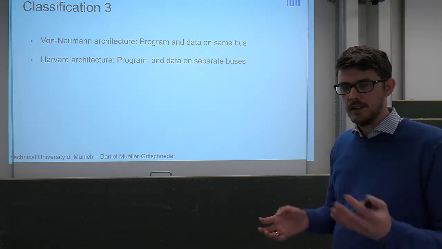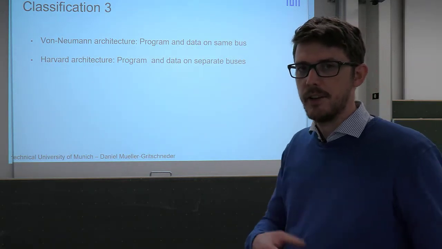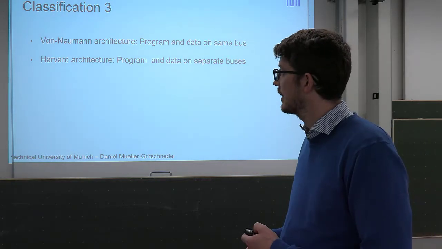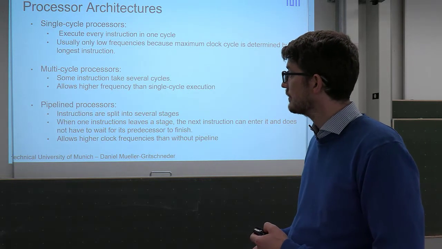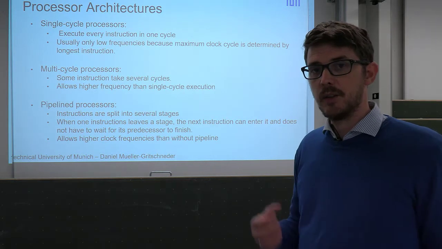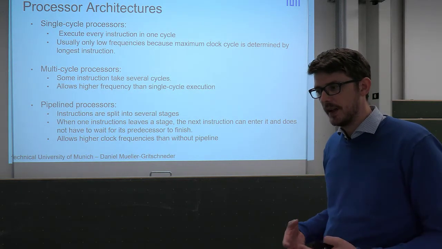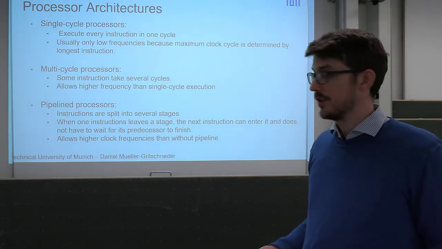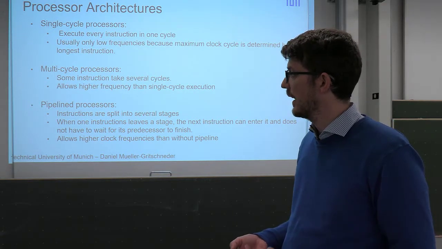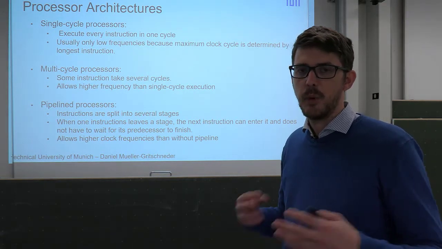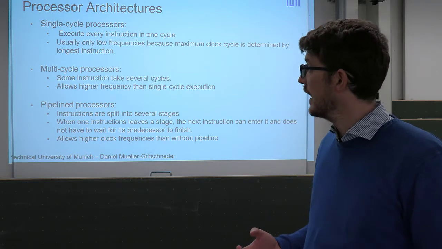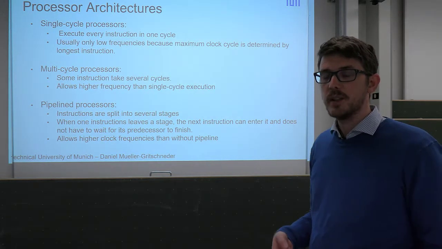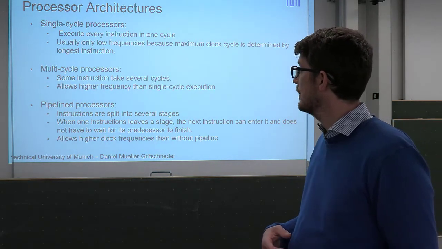Okay, so now I have an idea of how you can broadly classify different processors. Let's go a little bit more into detail. So we can have a Harvard or von Neumann, and then the question is how they execute the instructions. And there, again, there are broadly three classes. We can have a so-called single cycle processor, where you take one cycle to execute each instruction.